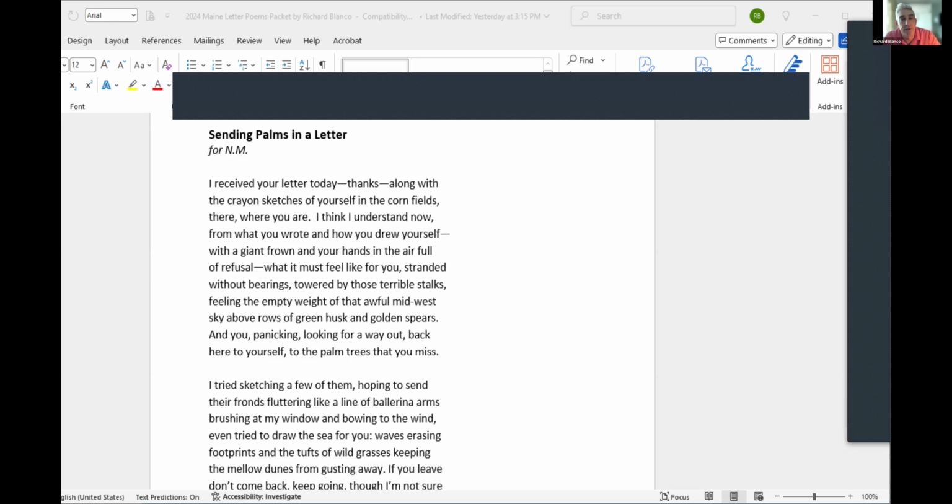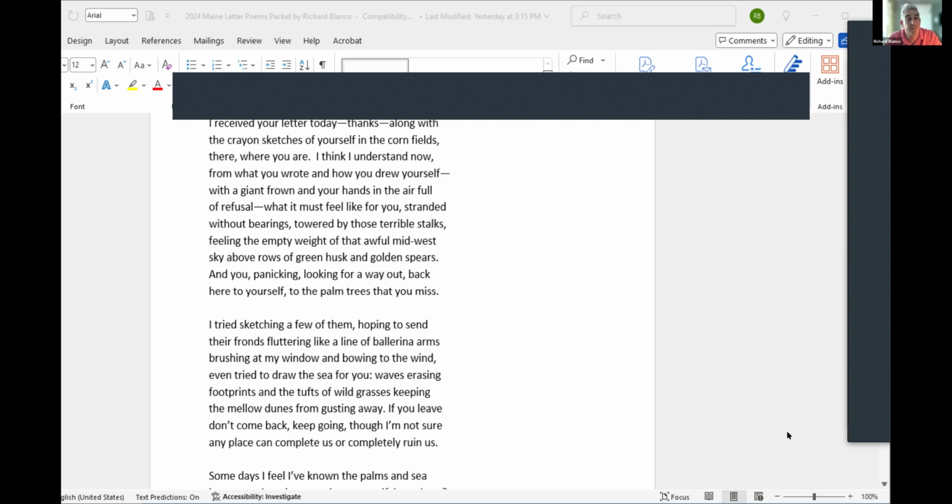Sending Palms in a Letter, for Nikki Mustaki. I received your letter today. Thanks. Along with the crayon sketches of yourself in the cornfields, there where you are. I think I understand now, from what you wrote and how you drew yourself, with a giant frown in your hands and in the air full of refusal, what it must feel like for you, stranded without bearings, towered by those terrible stalks, feeling the empty weight of that awful Midwest sky, above rows of green husks and golden spears. And you, panicking, looking for a way out, back here to yourself, to the palm trees that you miss.